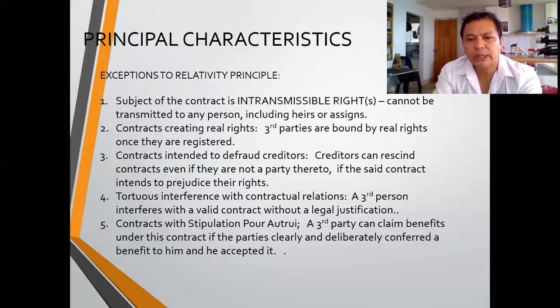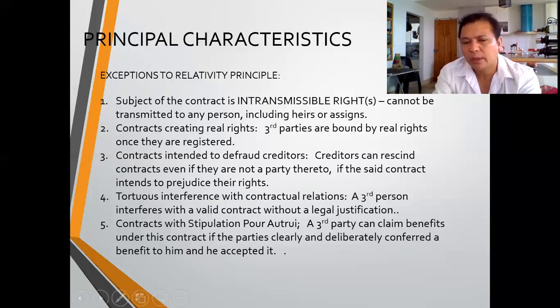Number three, contracts intended to defraud creditors may be rescinded by the creditor. So a creditor is a third person. He is not a party to the contract. So if he is defrauded in that contract, then he can rescind or cancel the contract. So another exception, tortious interference with contractual relations. This means that a third person can interfere with a valid contract without a legal justification in case of tortious interference. Another one is in contracts with stipulation pour autrui.